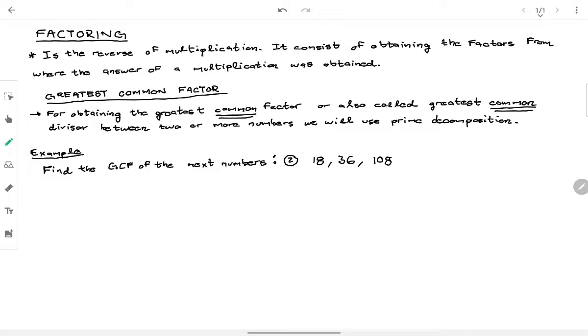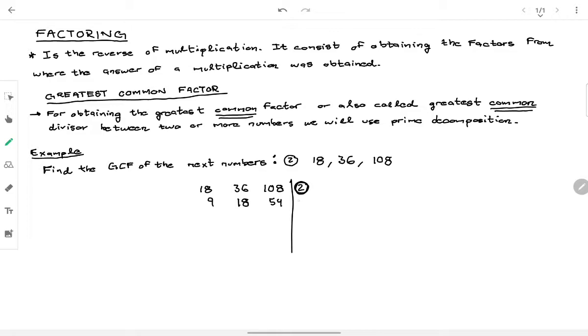In the second example, we will find the greatest common factor or greatest common divisor between 18, 36, and 108. What we need to do is prime decomposition. So in this case, 18, 36, and 108. We will use prime numbers to decompose. Divided by 2, it will be 9, 18, and in this case, 54. This one divides every term, so it's a common factor.